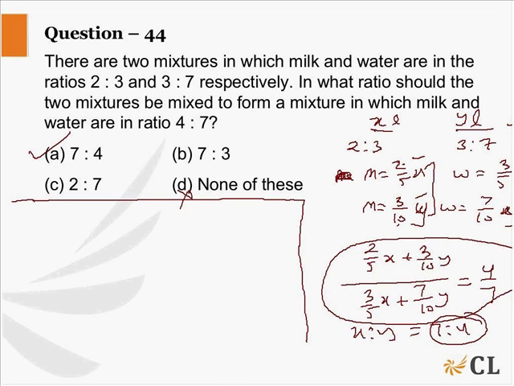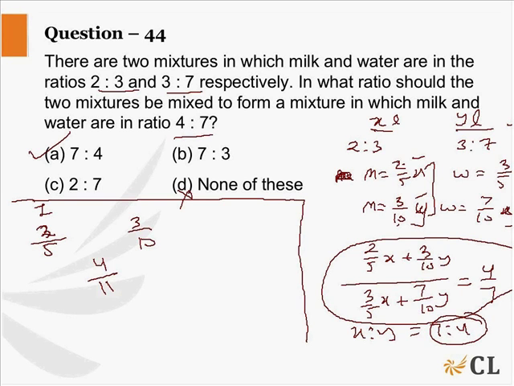So if I talk about only one quantity, let's say concentration of milk. In the first mixture, the proportion of the milk is nothing but 2 by 5. In the second one, it is 3 by 10. 2 by 5 and 3 by 10. And what I need to get is the ratio 4:7. That means the proportion of the milk should be 4 by 11.